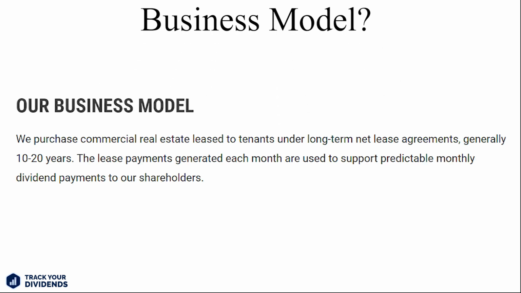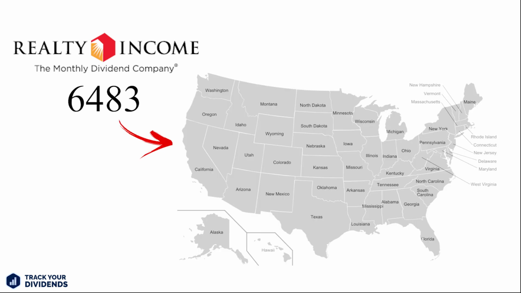Realty Income purchases commercial real estate and leases it to tenants under long-term net lease agreements. Generally, these leases are 10 to 20 years long. The lease payments generated each month are what they use to support paying shareholders monthly dividends. Realty Income currently owns 6,483 properties, the majority of which are U.S.